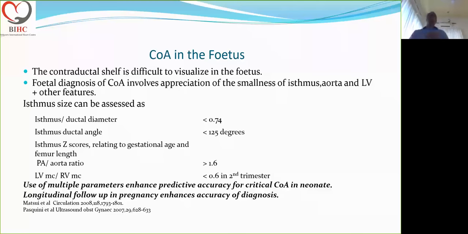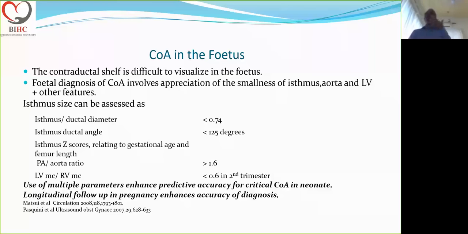You can look at the pulmonary artery size in relation to the aorta. Normally it should be less than 1.6, PA by aorta. More than that is a disproportionate enlargement of the PA, very suspicious of coarctation. And look at the LV mid cavity versus RV mid cavity size in the second trimester. If the LV is less than 0.6 of the RV, that is suspicious of coarctation. The important thing is that none of this is actually telling you that there is coarctation. These are predictive parameters, and using multiple parameters would improve the predictive accuracy.